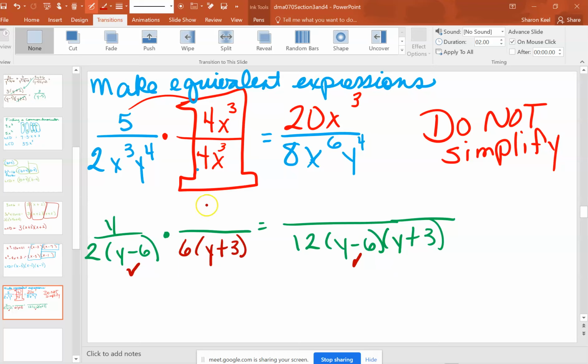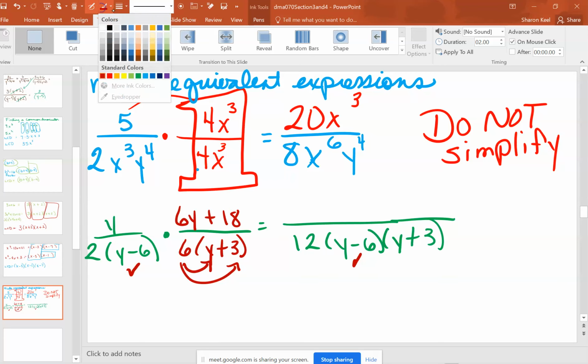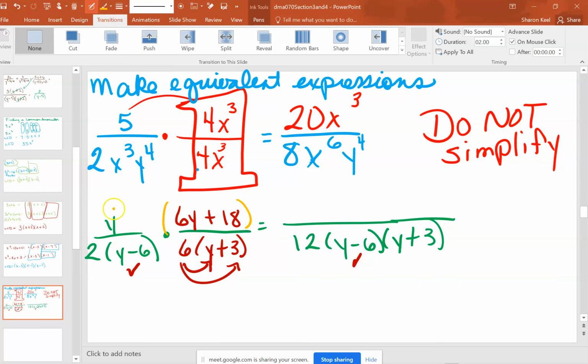Now, as I put this on top, I'm going to show you a trick that I like to do. If you have a number in front of a parenthesis, normally we would want to distribute that. So when I write it up here, I'm going to write 6y, and then 6 times 3 gives me 18. I'm going to go ahead and distribute when I write it on the numerator. Now, all I have to do is distribute this y times those two terms. So y times 6y is 6y squared, and y times positive 18 is plus 18y. You're finished. Stop. Don't simplify anything. Okay?